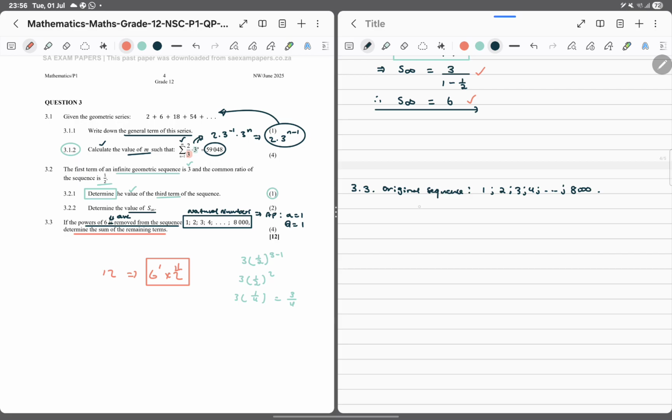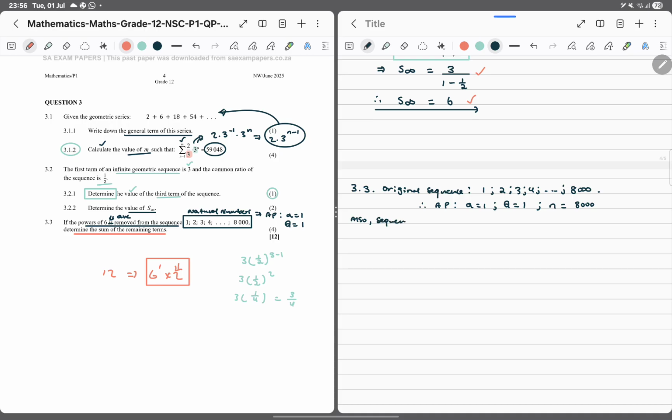So this is therefore an arithmetic sequence, or perhaps arithmetic progression, such that A is 1 and D is 1. Okay. Now what else? Number of terms is going to be 8,000, because with natural numbers, the term number corresponds with its position in the sequence. Nice and easy.